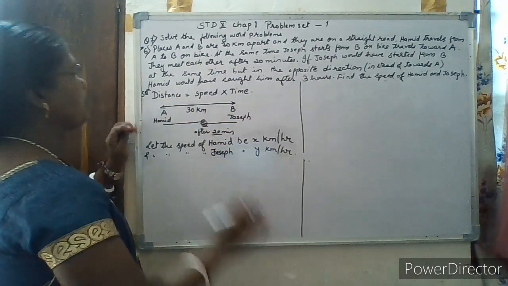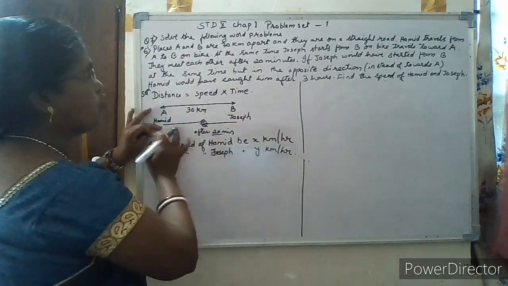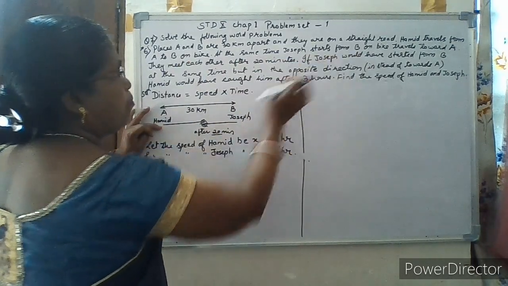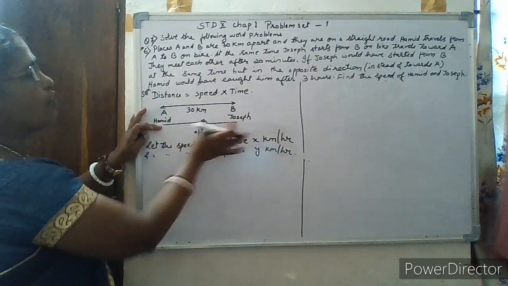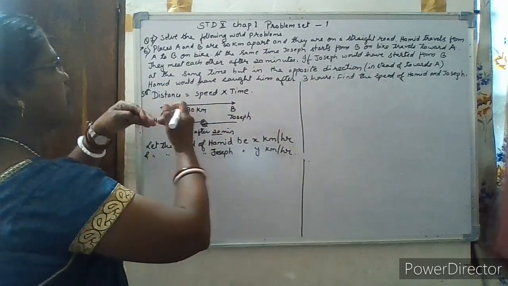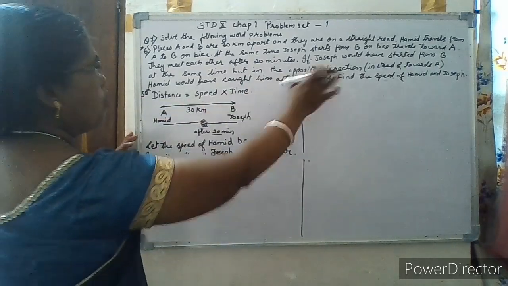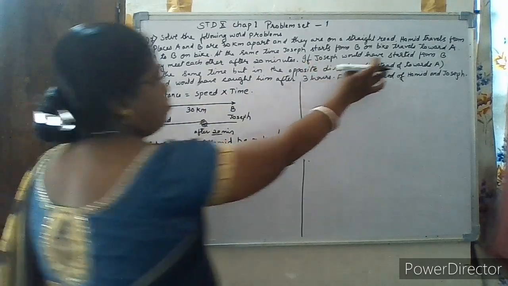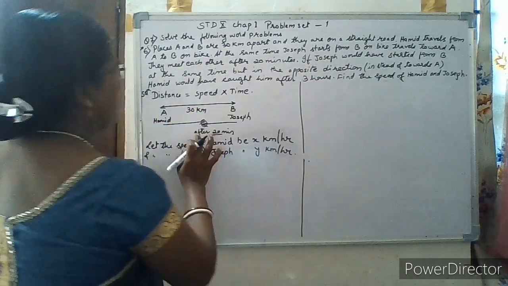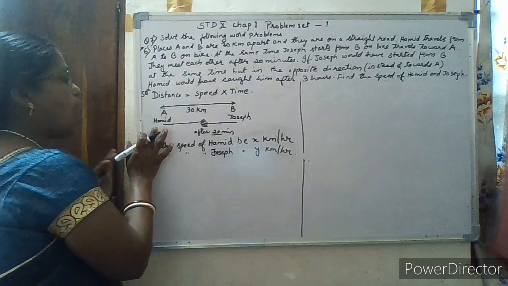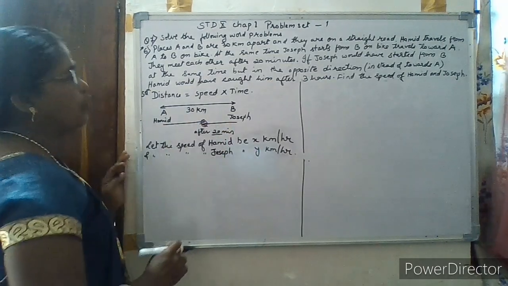At the same time, Joseph also started from B on a bike towards A. That means both are traveling towards each other. So, if they meet each other after 20 minutes, that means Hamid has traveled for 20 minutes, and Joseph also has traveled for 20 minutes.